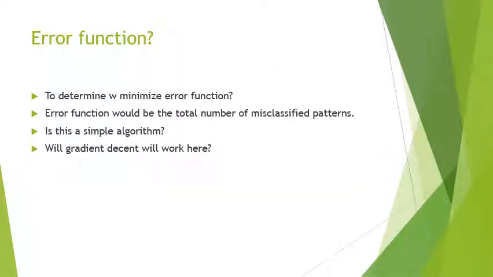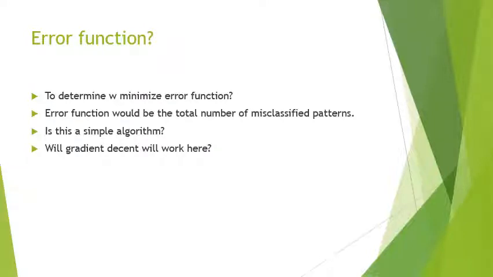So now, what is this error function? We need to determine what we need to minimize. As I said, we can have two labels, +1 and -1, and I can predict right or I can predict wrong. If it is right, then it's okay. I don't have to do anything. I don't need to fine tune my weights. But if it is wrong, then I need to fine tune my weights.